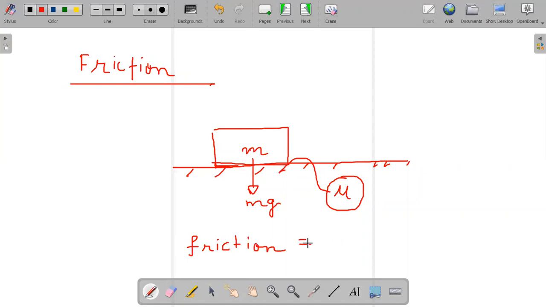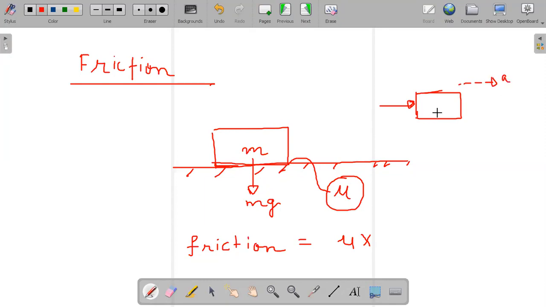Friction force क्या होता है? Mu, that is coefficient of friction into normal force. So normal force means perpendicular to your motion. Means if you are applying any force in this direction, so body should move in this direction.